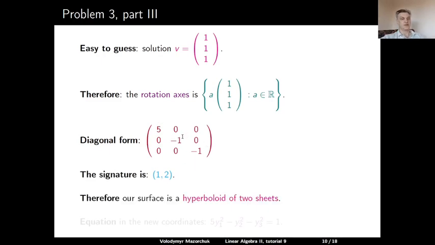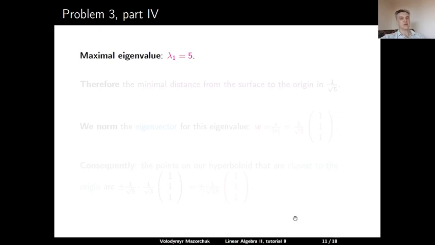Therefore, our surface is a hyperboloid of 2 sheets. And the equation for our surface in the new coordinates is 5y1 squared minus y2 squared minus y3 squared is equal to 1. The maximal eigenvalue is lambda 1 is equal to 5, and therefore the minimal distance from the surface to the origin is 1 divided by the square root of 5.